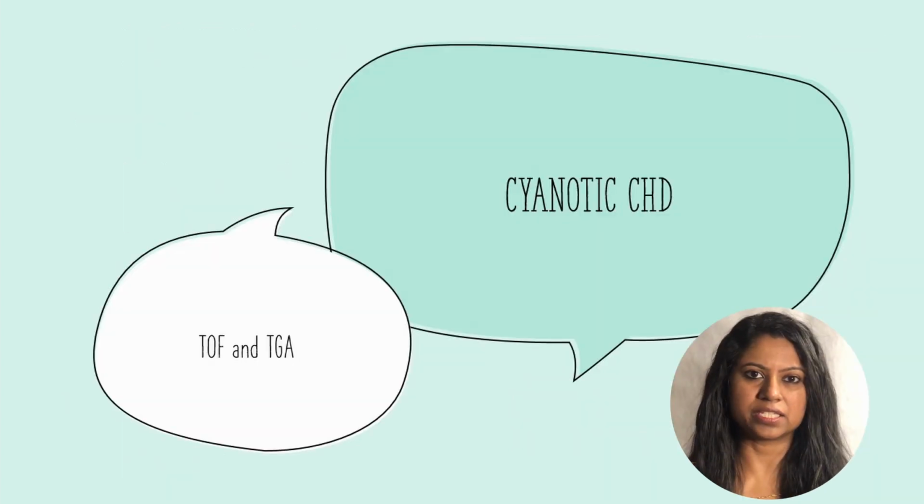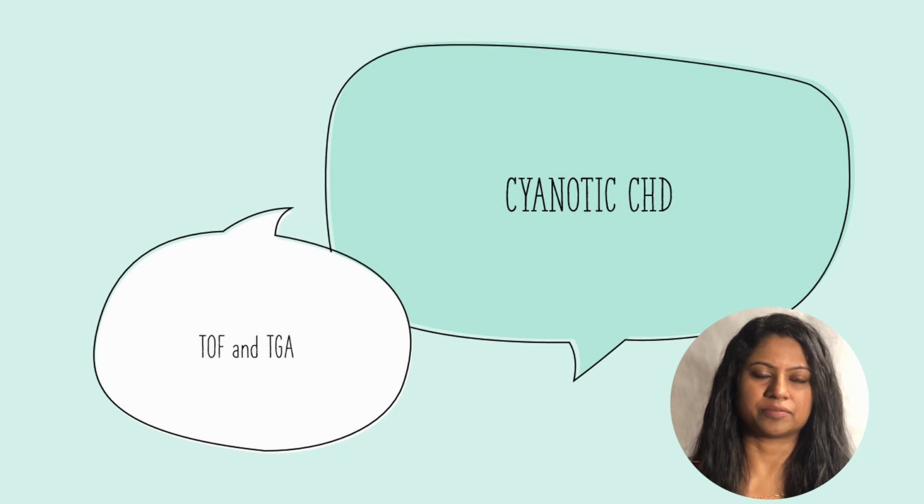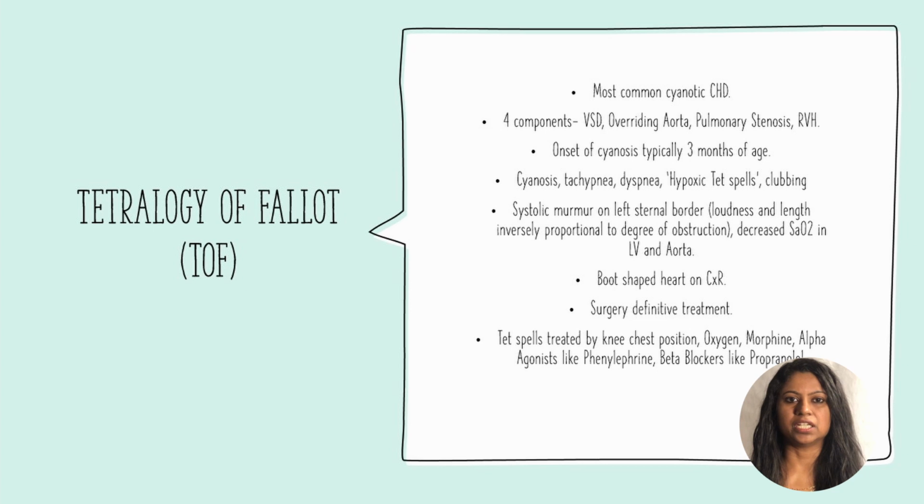Let's take a look at the cyanotic congenital heart diseases. The two most important CHDs that we need to know are tetralogy of Fallot and transposition of great arteries. Tetralogy of Fallot, or TOF, is the most common cyanotic congenital heart disease. It is characterized by four components. These are ventricular septal defect, pulmonary stenosis, right ventricular hypertrophy, and overriding aorta.